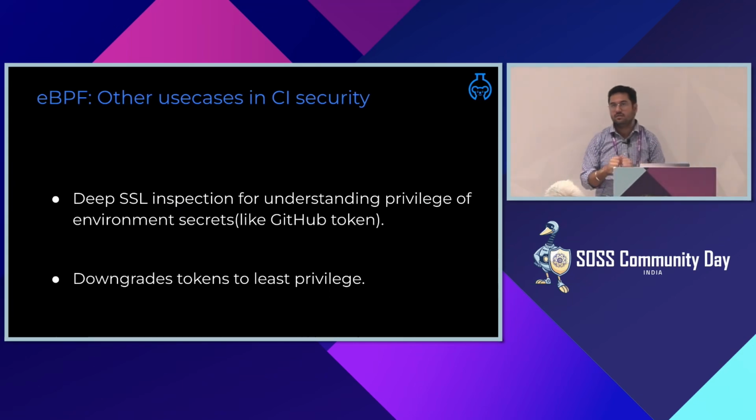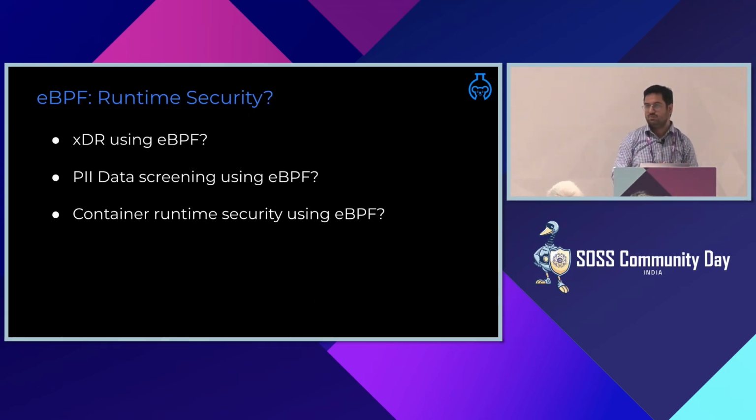Given we are able to use eBPF to do deep SSL inspection, you can go a step further and figure out what exactly is in the traffic, not just where the multi-tenant systems and sub-tenancies are, but also what traffic is going, and maybe even figure out if some environment secrets are being exfiltrated, or if some specific sub-actions have excessive permissions. As I mentioned, eBPF has a lot of other use cases in runtime security, like checking whether PII data is being leaked to your cloud or production systems, or container runtime security. A lot of modern EDR and XDR systems are built on top of eBPF.